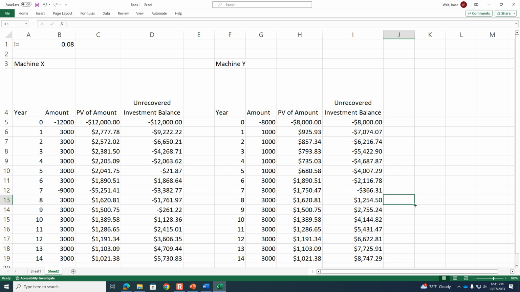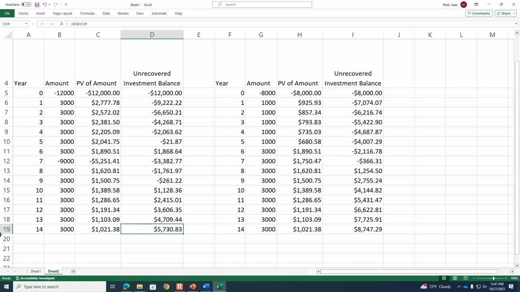Or we could answer the same question by just asking, what is the unrecovered investment balance at the end of the 14 years? So $8,747 is larger than $5,731. And so we can prove that to ourselves with NPV.